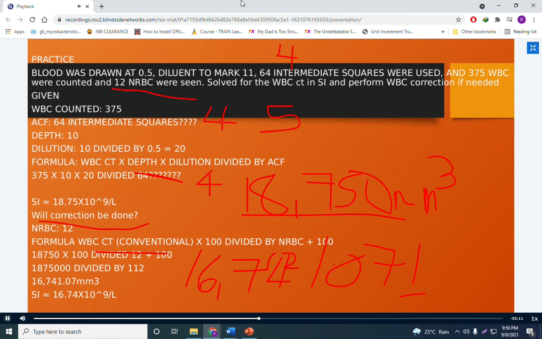Naintindihan, class? So first, you have to compute the WBC count. Then you have to check if there is a need for correction. So you have to know the rule for NRBC. Then solve for the WBC count in SI, then perform the correction if needed.